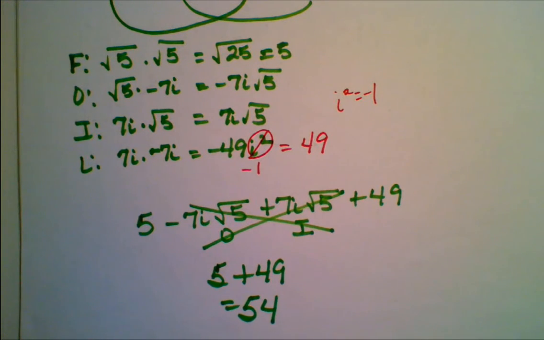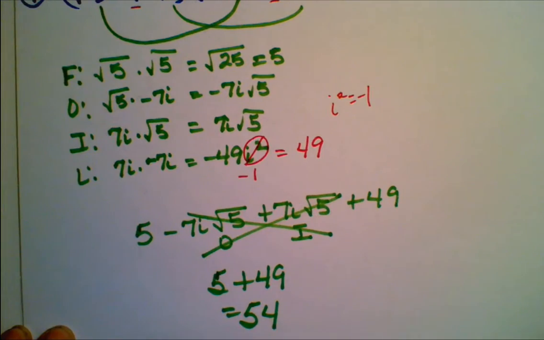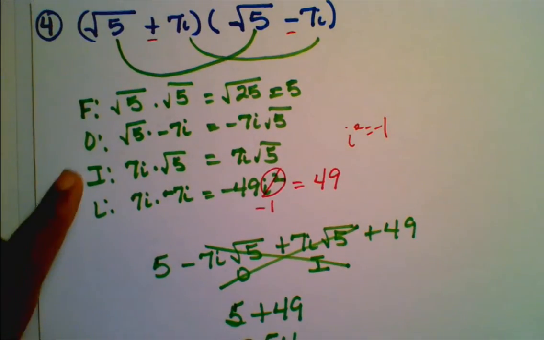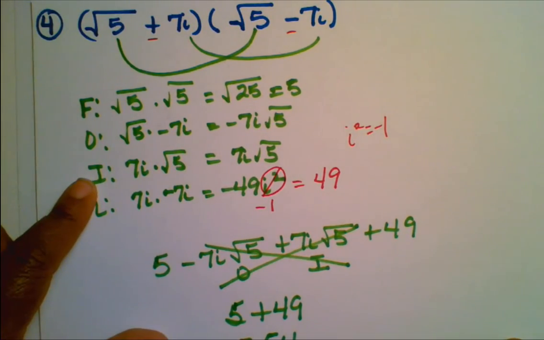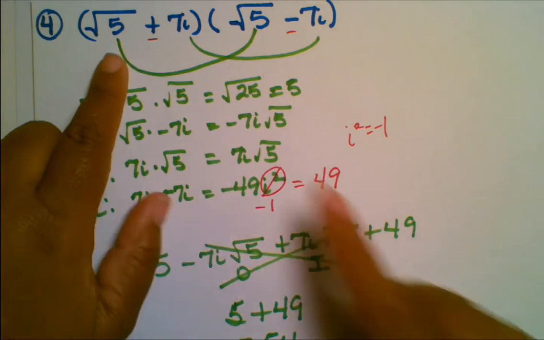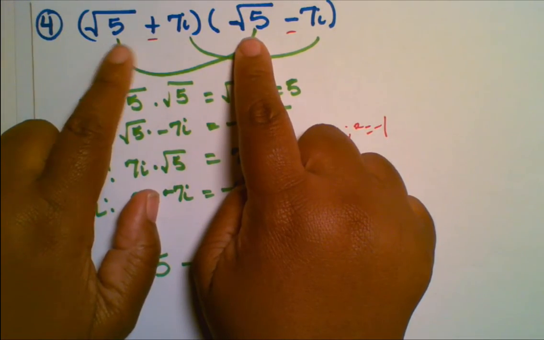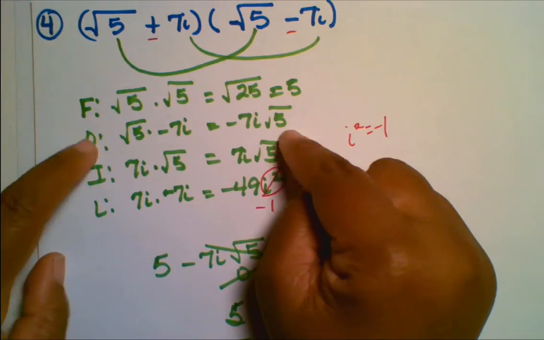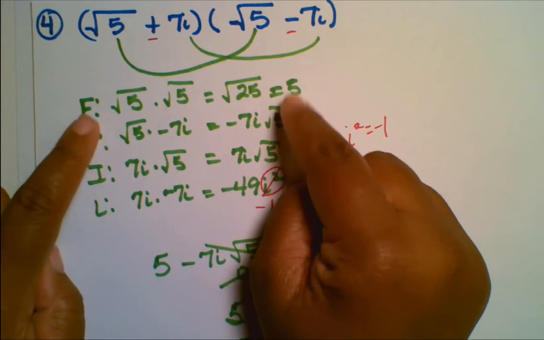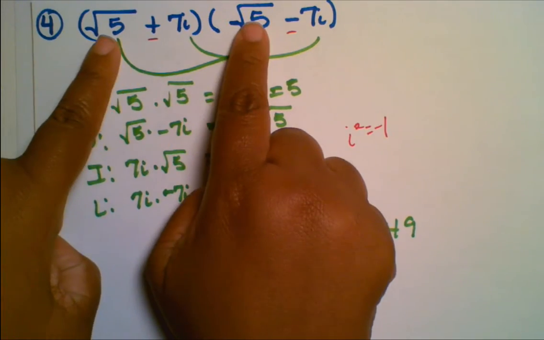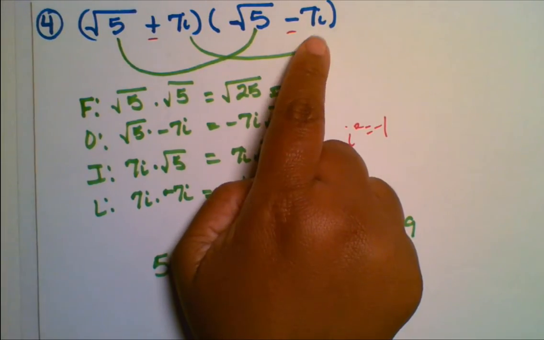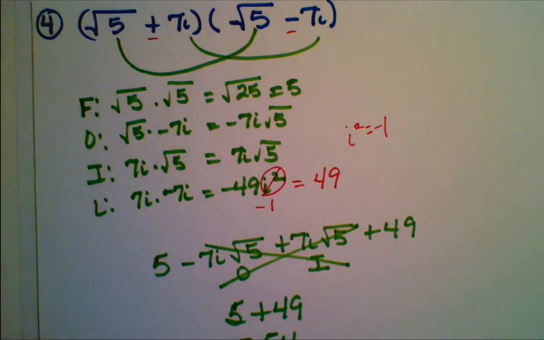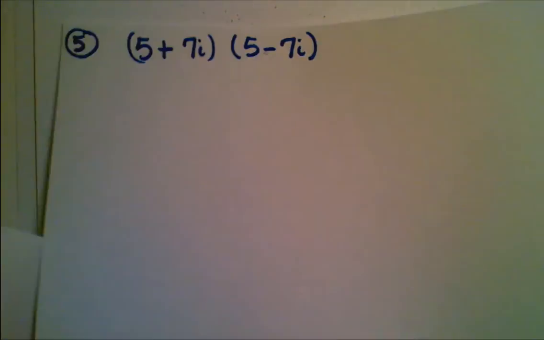So let me say this, because the next example is going to be similar to number 4. There's no need for us to use the complete FOIL, because knowing that the first terms are identical, the last terms are, but they're opposite signs, the middle terms are going to cancel out here. So all we need to do is multiply the first terms and the last terms. And that's it.